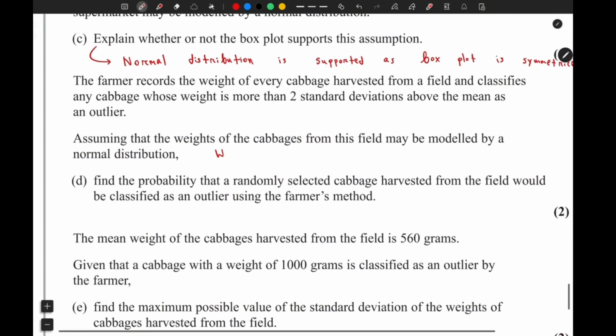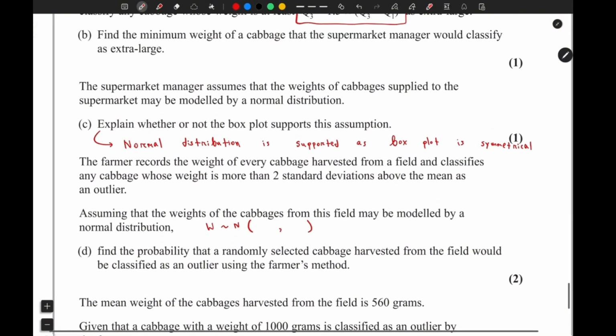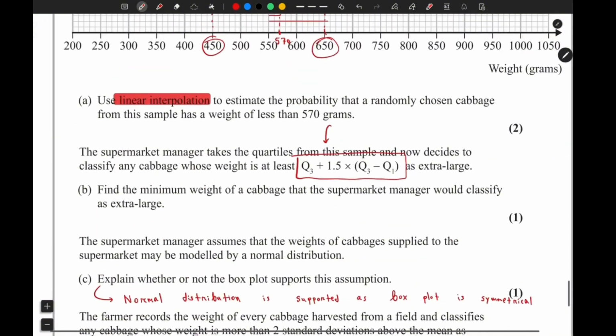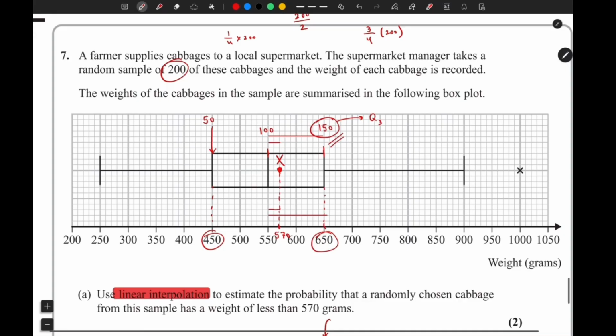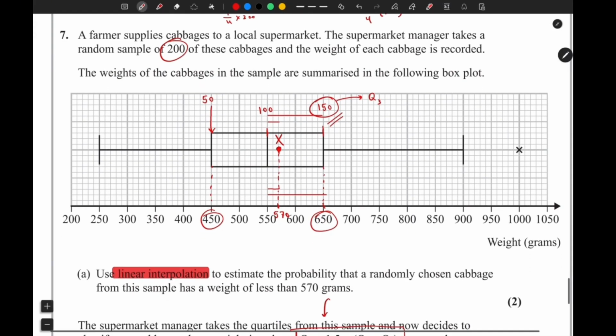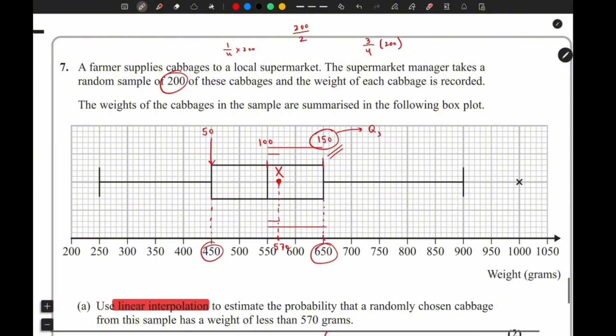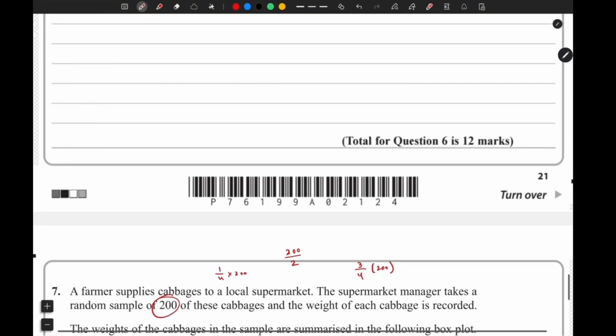So the weight is normally distributed across the mean and the variance. Find the probability that a randomly selected cabbage harvested from the field would be classified as an outlier using the farmer's method. So first of all, we need to find out the mean value. We know that this is a perfectly symmetrical normal distribution. So if this is perfectly symmetrical, the value of mean will be 0.